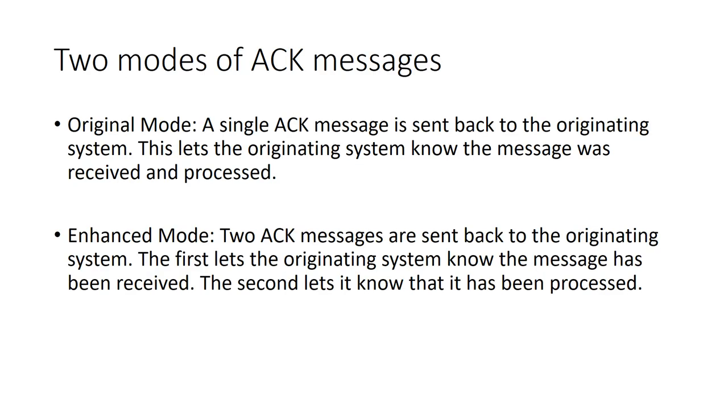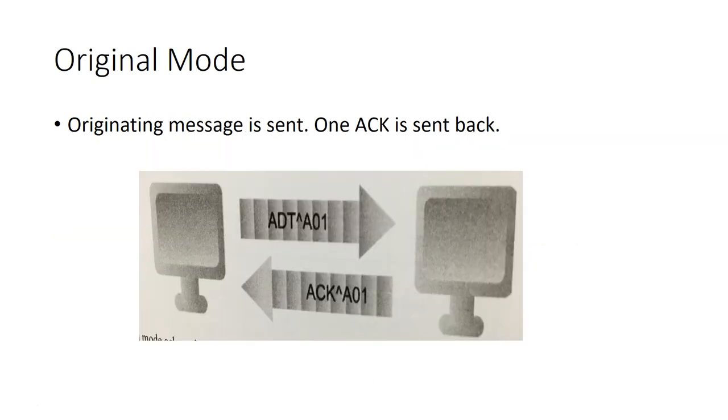There are two modes of ACK messages. There is the original mode. In original mode, a single ACK message is sent back to the originating system. This lets the originating system know the message was received and processed. In enhanced mode, two ACK messages are sent back to the originating system. The first lets the originating system know that the message has been received. The second lets it know that it has been processed. And we'll talk about the advantages of that in a few minutes.